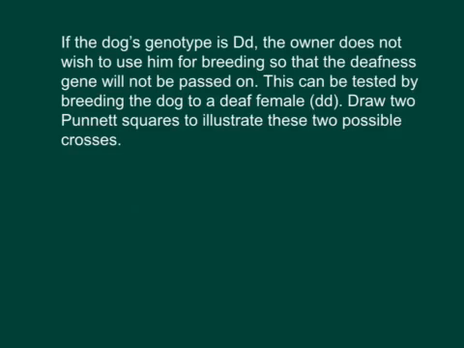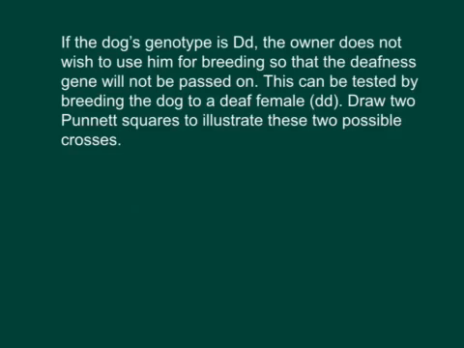Next it says, if the dog's genotype is big D, little d, the owner does not wish to use him for breeding, so that the deafness gene will not be passed on. This can be tested by breeding the dog with a deaf female. Draw two possible Punnett squares to illustrate these two possible crosses. So let's start with the first one.